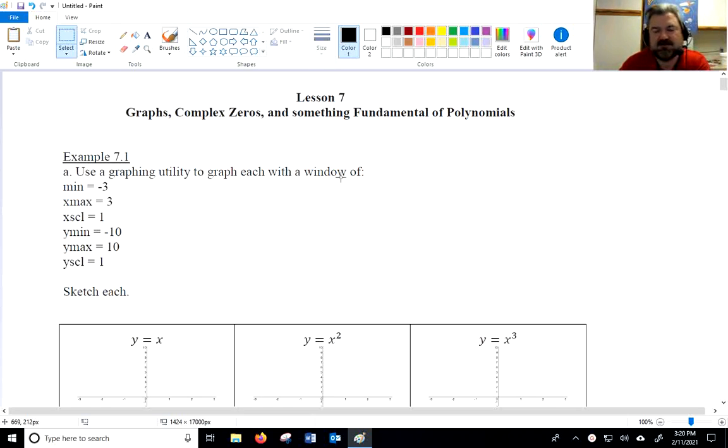Hi, welcome back. This is our last lesson in Unit 8 of Algebra 2. This lesson is called Graphs, Complex Zeros, and something fundamental about polynomials.